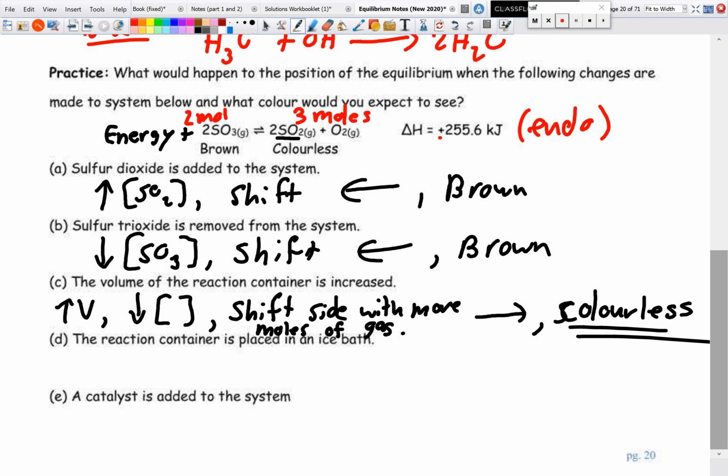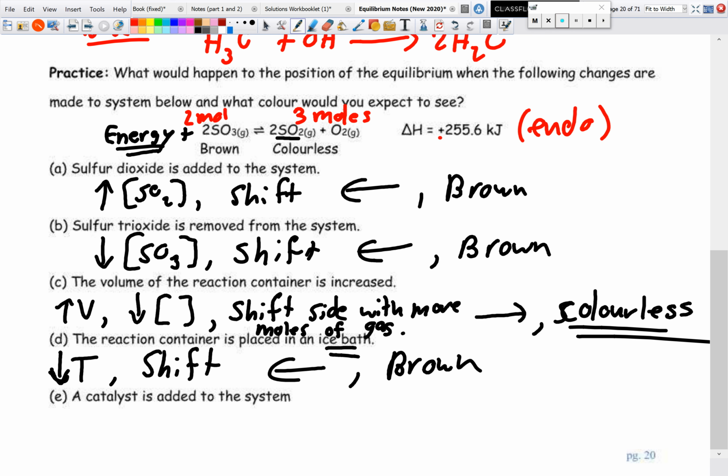Now, for D, it says the reaction container is placed in an ice bath. Well, this is cooling it down. This is actually decreasing the temperature. So remember, when we decrease something, it shifts to the same side. And by placing the energy unit as a reactant, because it's an endothermic reaction, that means it's going to shift left, and we should see the brown color again.